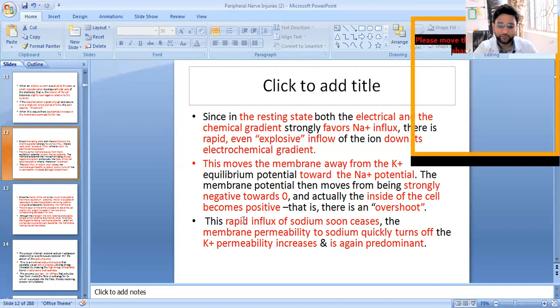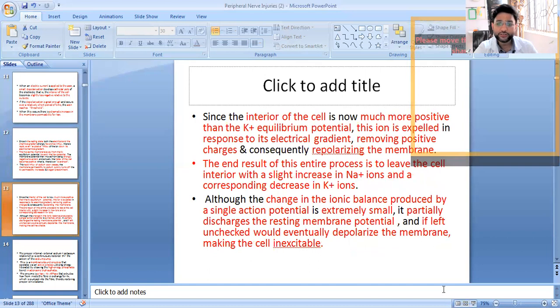This rapid influx of sodium soon ceases. The membrane permeability to sodium quickly turns off. The potassium permeability increases and is again predominant. Since the interior of the cell is now much more positive than the potassium equilibrium potential, this ion is expelled in response to its electrical gradient, removing positive charges and consequently repolarizing the membrane.